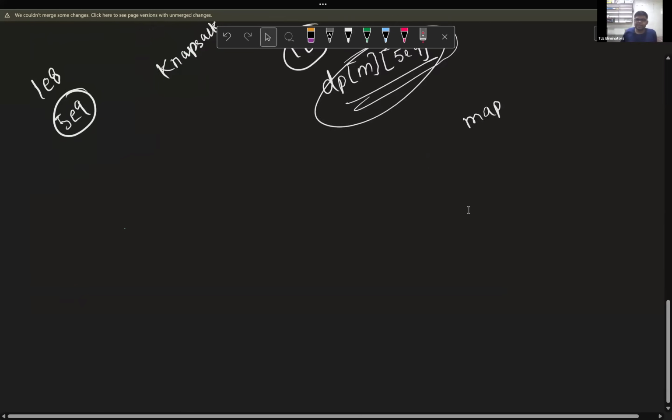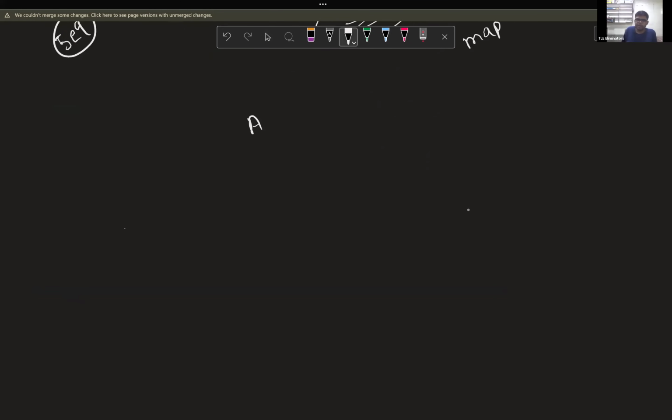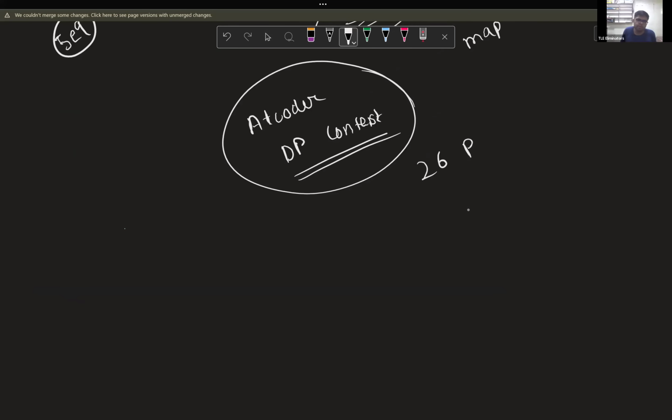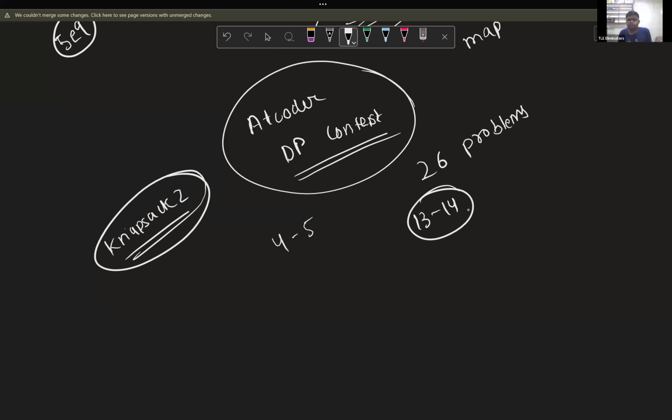And as a spoiler, I would like to tell you that at the Coder DP contest, if you don't know about it, just search about it on the internet. This is a really good resource. It has 26 problems. The problems later on get really difficult, but I would suggest you to solve at least 13, 14 problems. And around the position fourth, fifth, there is a problem with the name Knapsack 2. And actually, this problem is just based on that idea.